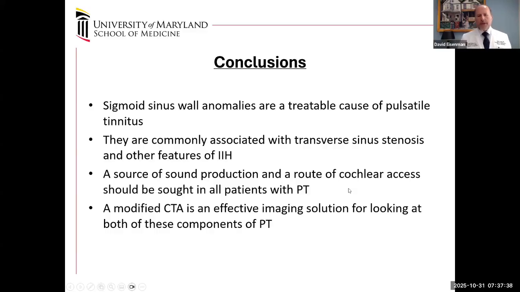In all patients with PT, you should look for a source of sound production and a source of sound perception, meaning a route of cochlear access. And a modified CTA is a very effective imaging solution for looking at both of those components, both of those potential contributors to pulsatile tinnitus.